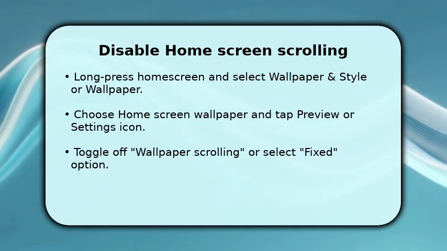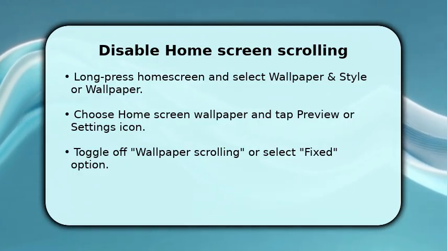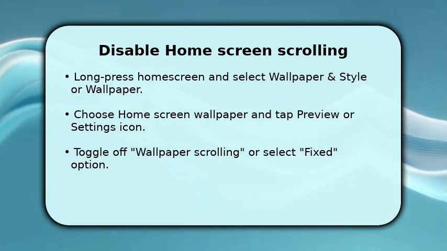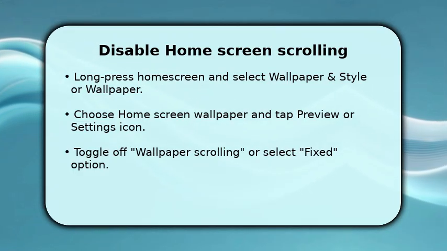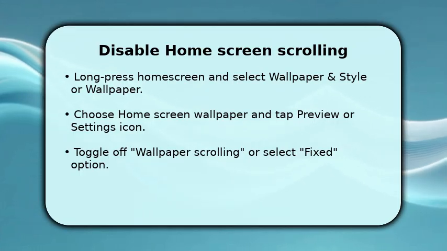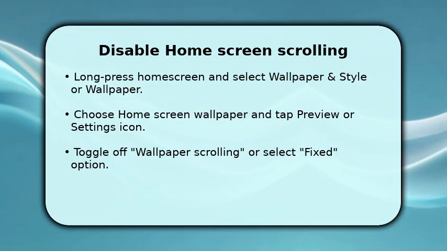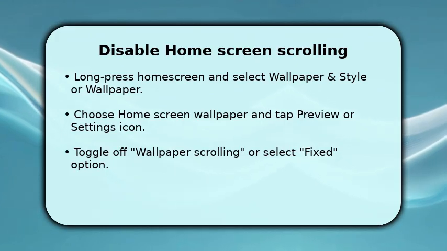Choose the home screen wallpaper and enter Preview or the small Settings gear. Here you'll see a wallpaper scrolling switch or an option labeled Fixed. Toggle it off or pick Fixed. This stops the parallax effect and ensures the image stays anchored.